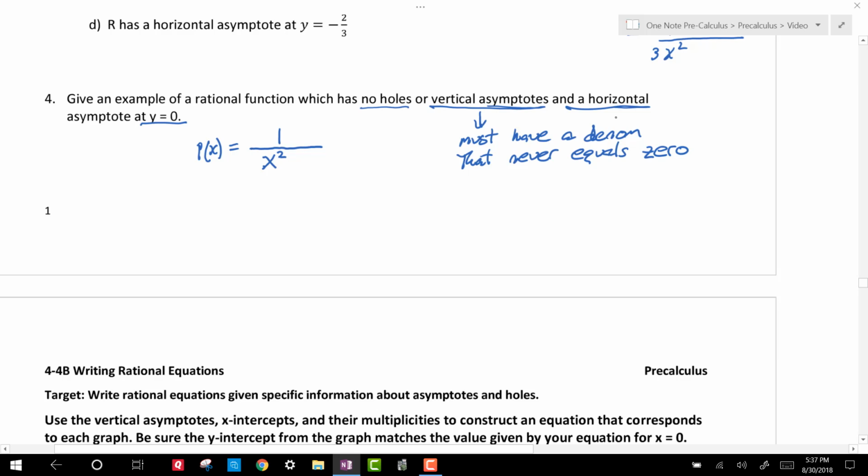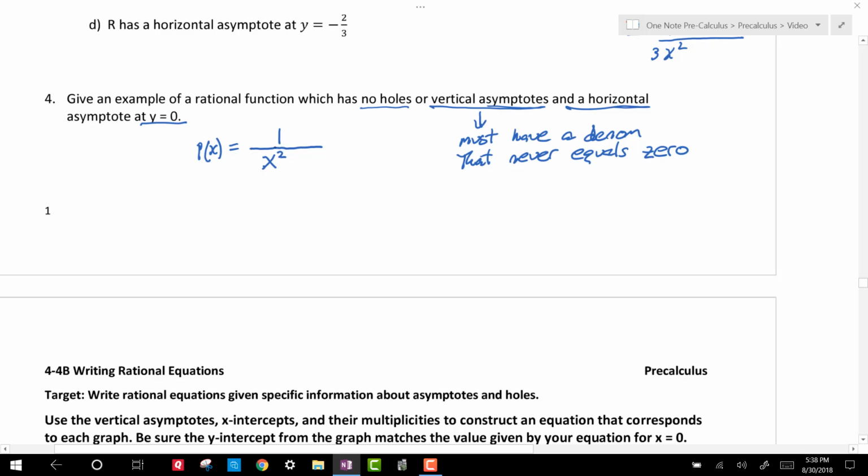So the question is, if I have to have a denominator that never equals 0, then that means my denominator always has to be positive. How do I keep a denominator always positive? Well, squaring stuff keeps it positive. So having an x squared down there is always going to make it positive, but I still have that issue with 0. Okay? I still can't have a 0 down there.